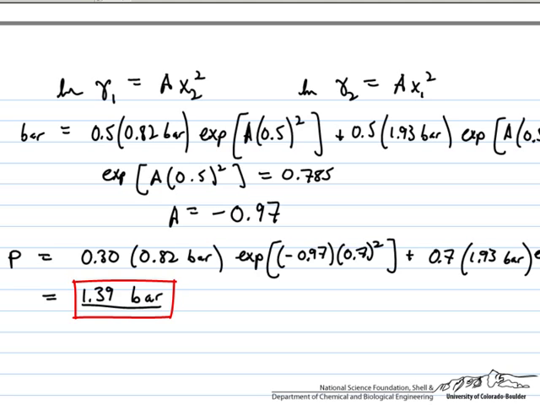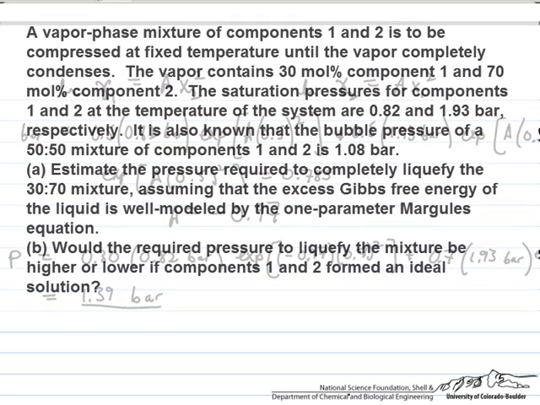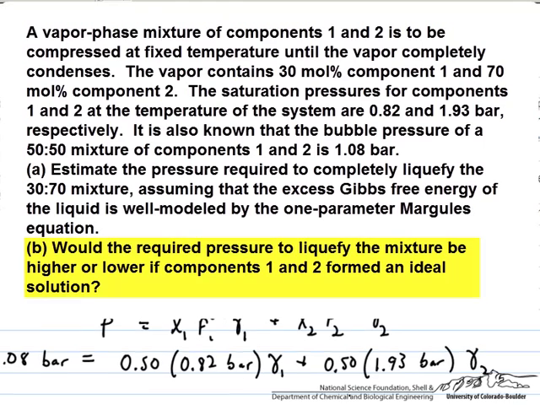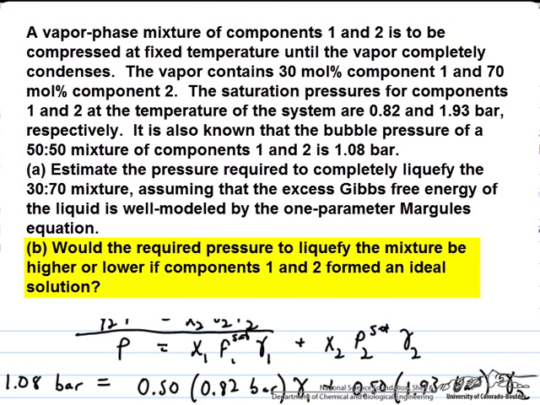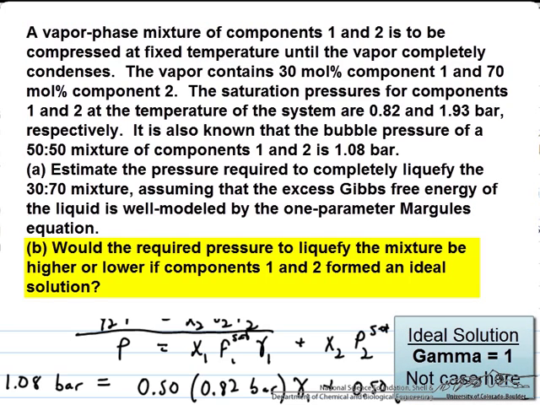Now for part B, there are a number of ways to answer this if we go back and look at the problem statement. So we clearly here don't have an ideal solution, for an ideal solution gamma is equal to 1. Right, so we know we don't have an ideal solution. But would the required pressure, if it were an ideal solution, be greater than or less than the one that we just solved for this non-ideal solution? So it says explain in terms of molecular interactions between components 1 and 2.